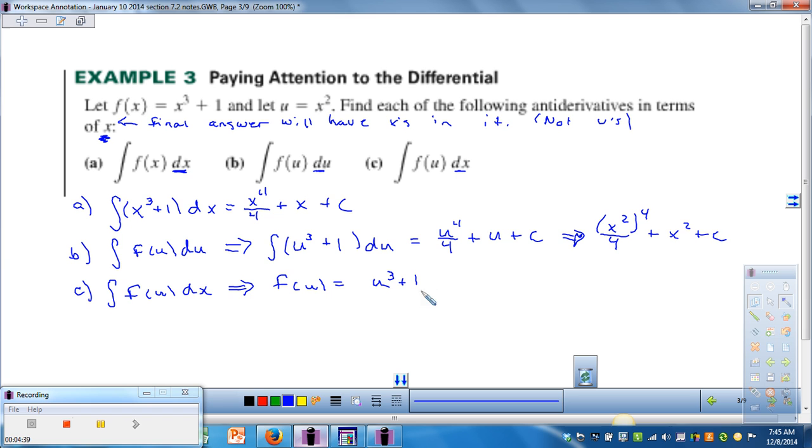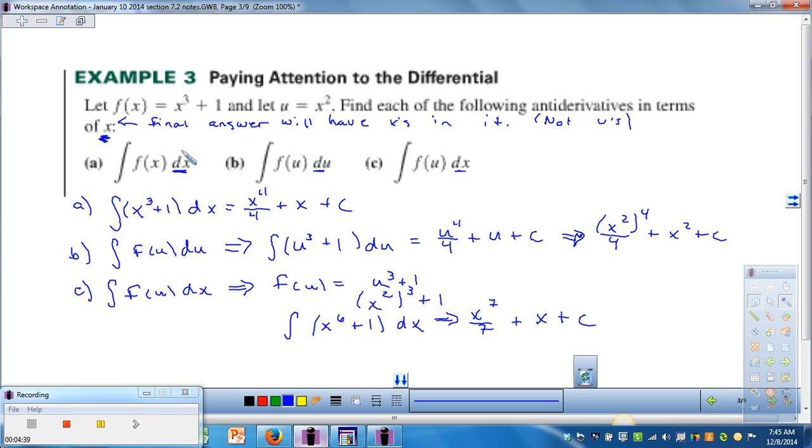But we want to take the antiderivative in terms of x, so we immediately have to replace our u with x squared. So that is x squared cubed plus 1. And that's what we are integrating, the integral of x to the 6th plus 1 dx. Giving us x to the 7th over 7 plus x plus 2.